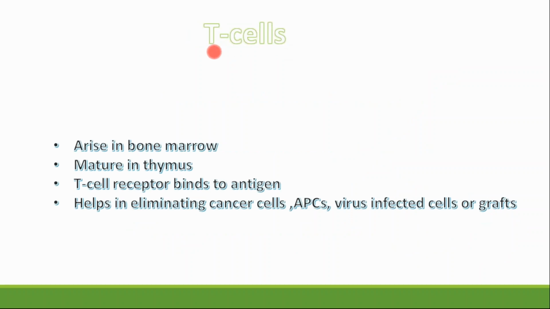What are T cells? T means thymus. They arise from bone marrow, but they develop in thymus. After developing in thymus, they revolve in the lymph, the fluid lymph, right? T cell receptor binds to antigen. There will be a receptor on T cells that will bind to the antigen, and they will help in eliminating cancer cells, antigen-presenting cells, and virus-infected cells.